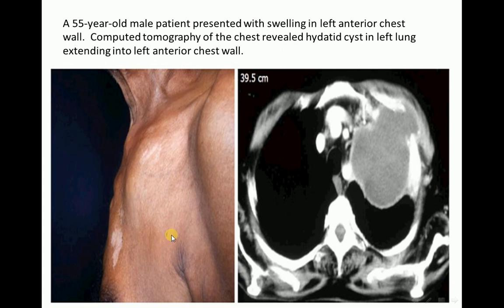Image of a patient infected with this hydatid cyst presented with swelling in the left anterior chest wall. Computed tomography of the chest revealed hydatid cyst in the left lung extending into the left anterior chest wall.